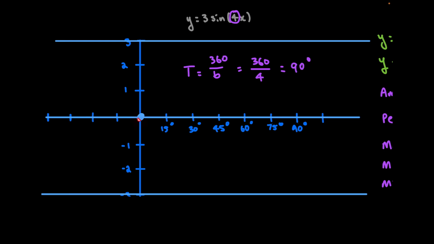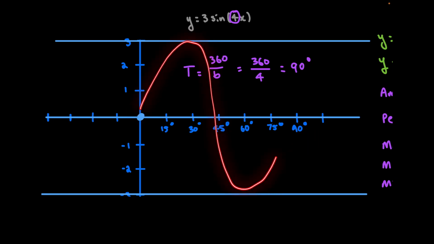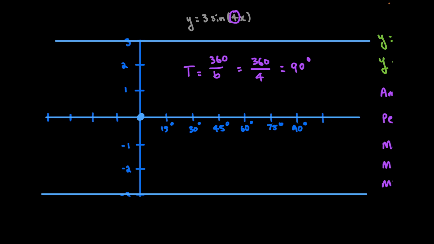So that means our graph will look something like this. It'll repeat itself every 90 degrees. I'll draw it better. It'll repeat itself every 90 degrees like this. Okay, so that's what this 90 degree talks about.